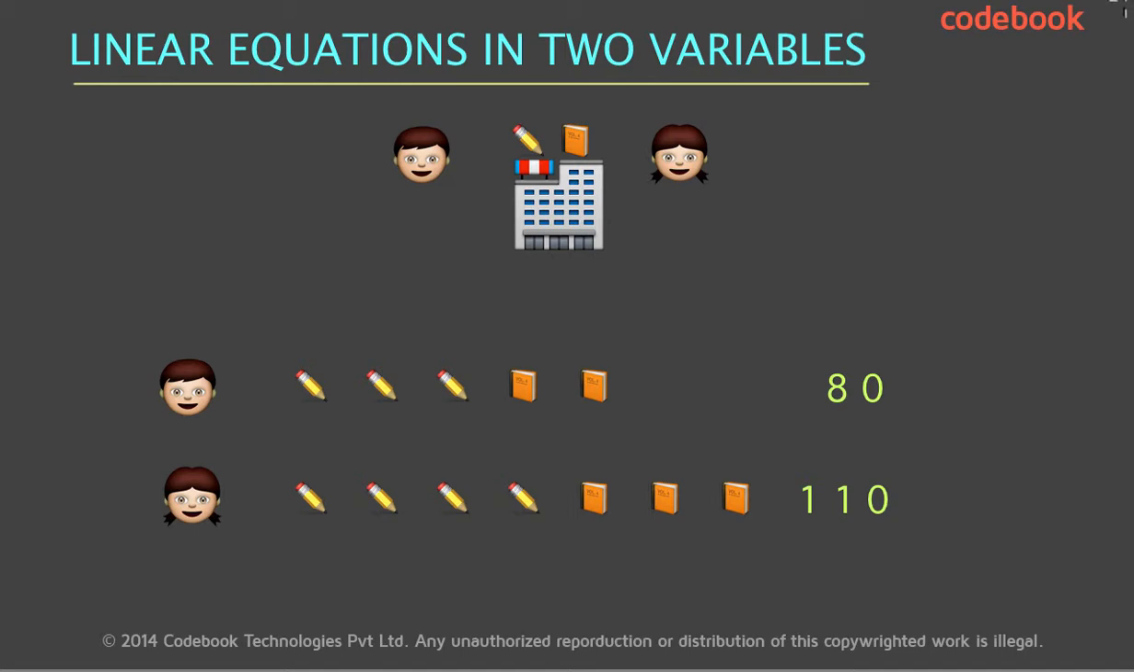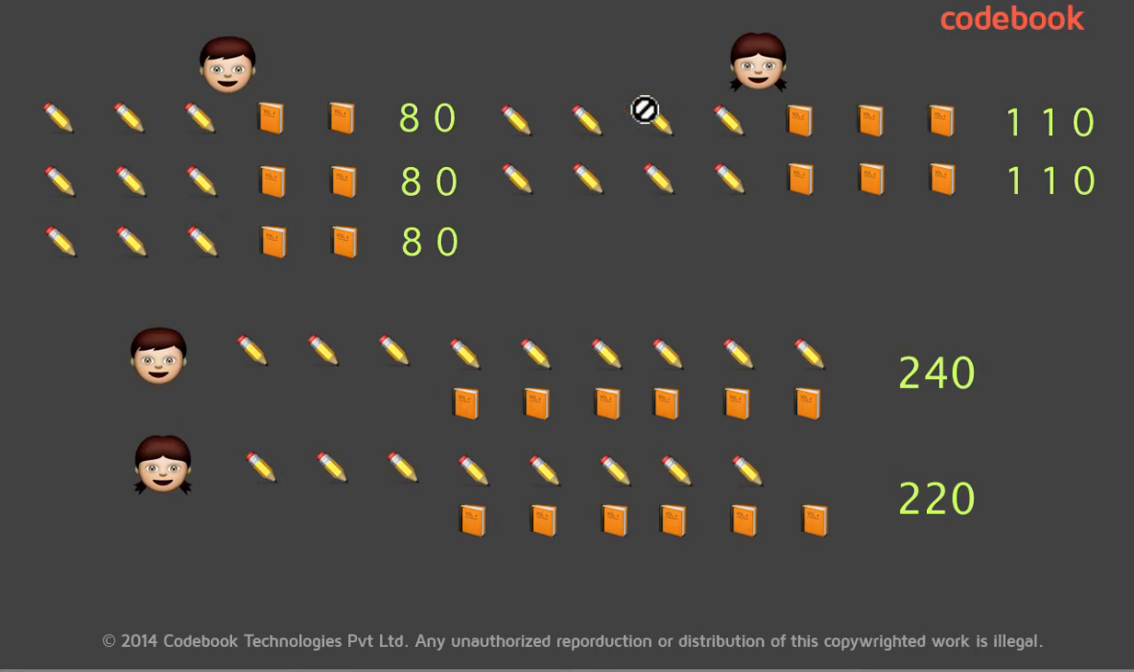All they knew was the total amount that they paid for a group of pencils and a group of books, but they didn't know how much they paid for each pencil and each book. So in order to help the students solve the problem, the teacher then compares the two cases. Raju said 3 pencils and 2 books for 80 rupees and Sita said 4 pencils and 3 books for 110 rupees.